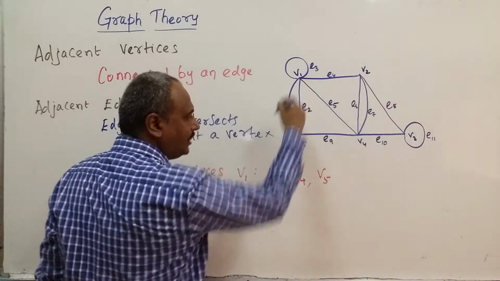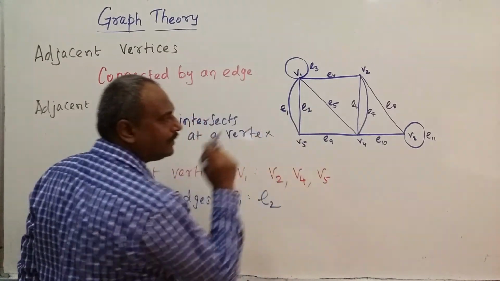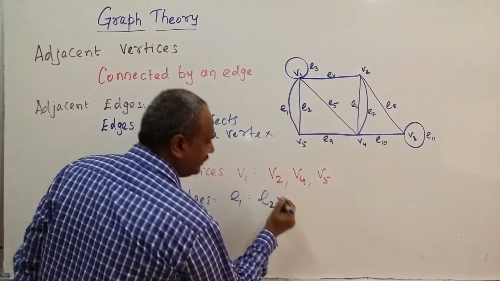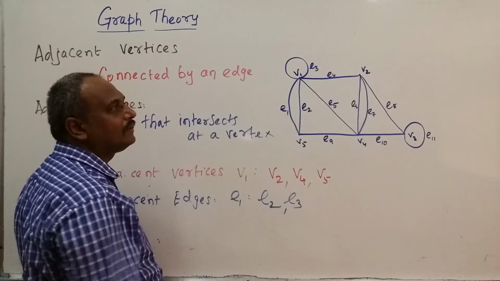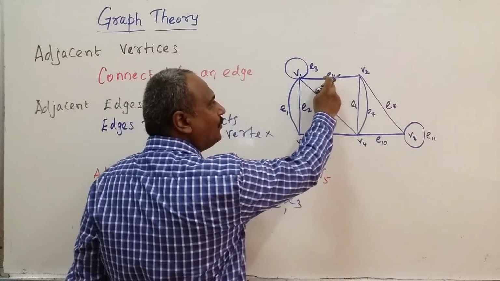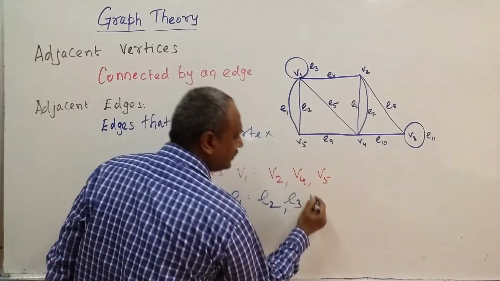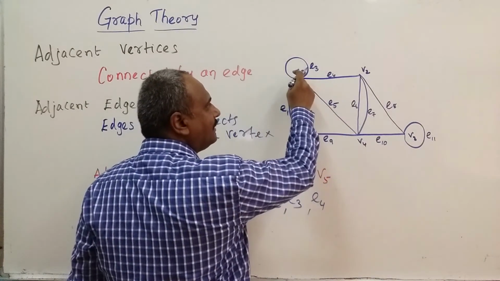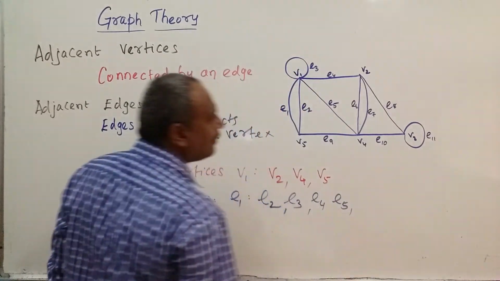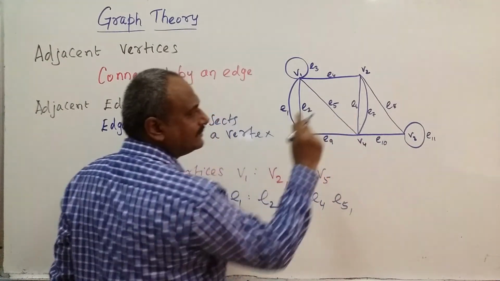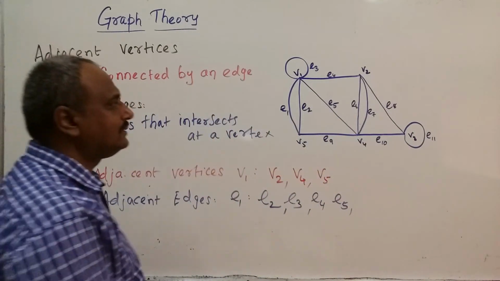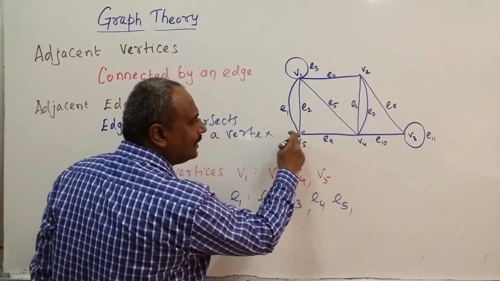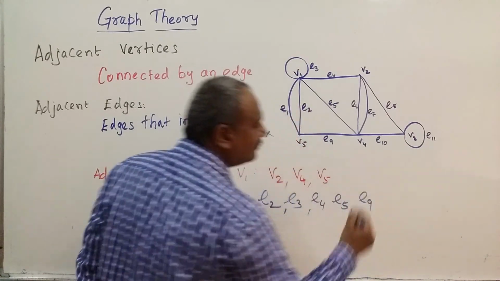E1 is adjacent to E2 because it is meeting with E2 in one point. E1 is adjacent to E3 because it is meeting at one point. E1 and E4, yes, they have a common intersection vertex. E1 and E5, yes, they are intersecting at one point. E1, E6, no, they are at different vertices. The next one is E9. E1 and E9, they are intersecting at one vertex.